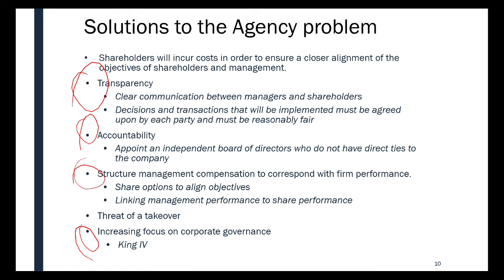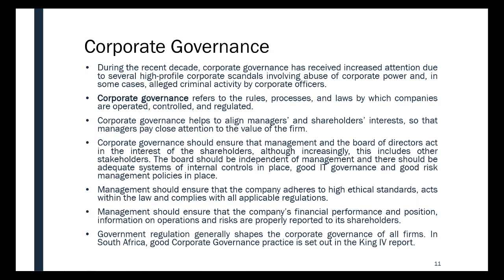Another solution to the agency problem is to give salaries to the management and everyone based on the company's performance. Obviously, they'll then want the company to do well because they'll have a higher salary. Another is increasing focus on corporate governance, King IV. Make sure you follow corporate governance. If you do, most likely your company will succeed and be good.